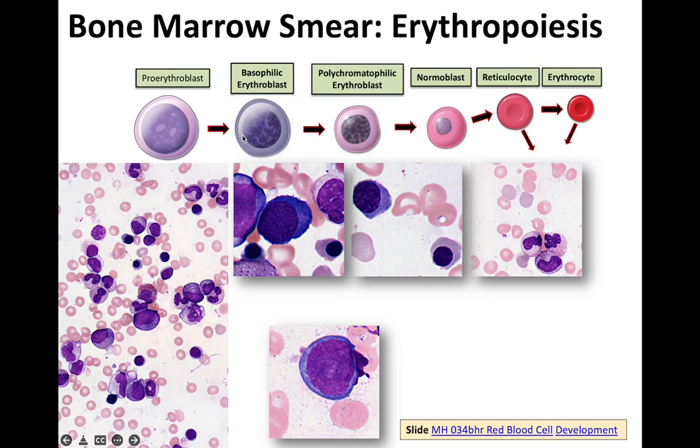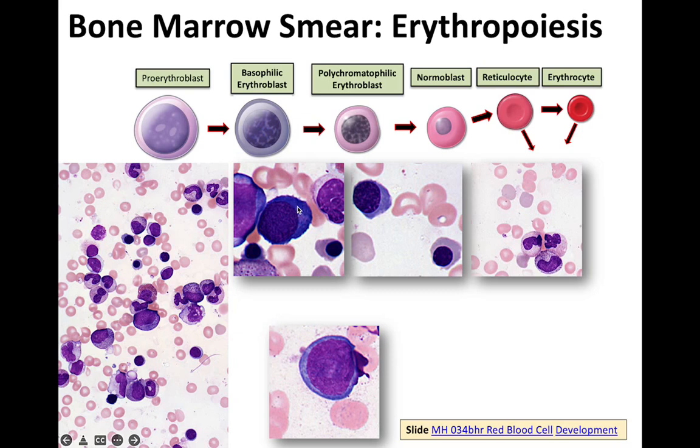So when the ribosomes are packed in the cytoplasm, the cytoplasm becomes basophilic. So now the proerythroblast becomes a basophilic erythroblast. When you see the basophilic erythroblast, as you see, the cytoplasm is very basophilic due to the ribosomes, and it contains a large rounded nucleus.